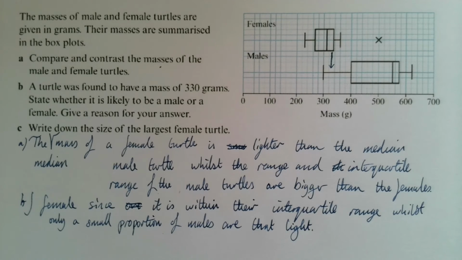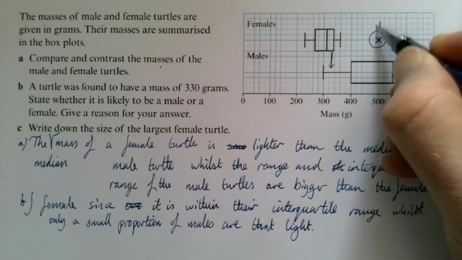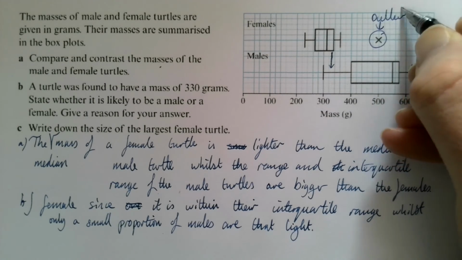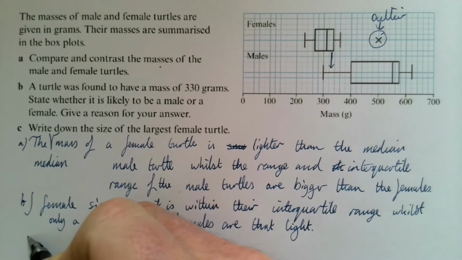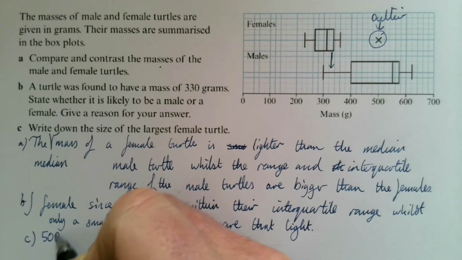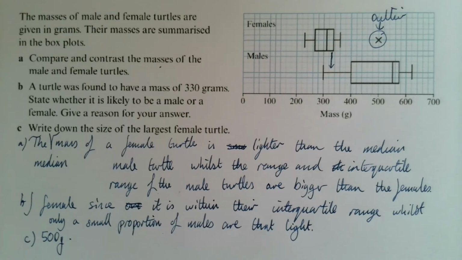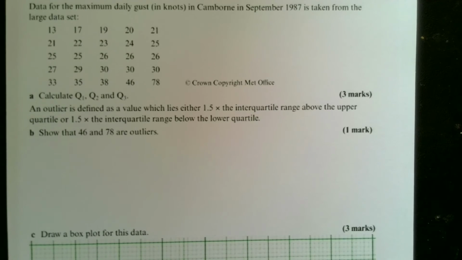And then the last thing, write down the size of the largest female turtle. That would be this outlier here. So that looks like it's exactly 500. So 500 grams. Half a kilo. Quite small turtles, I would have thought. Anyway, time for our final question. Right, here's our question. Give this one a go.